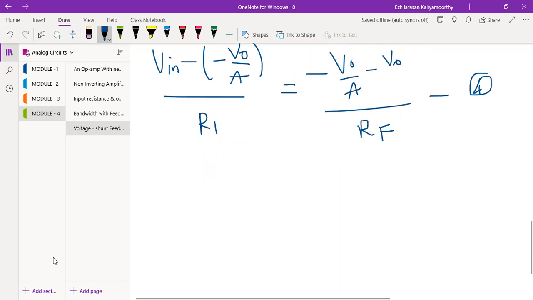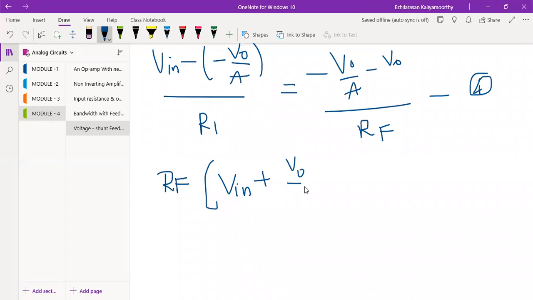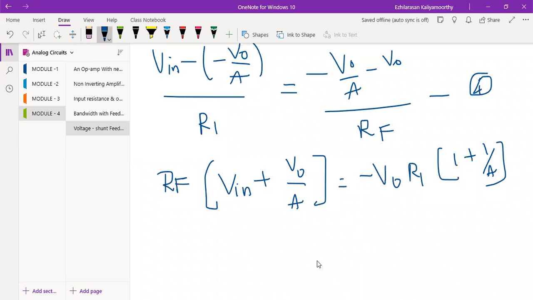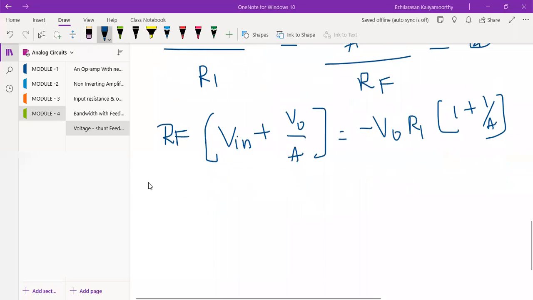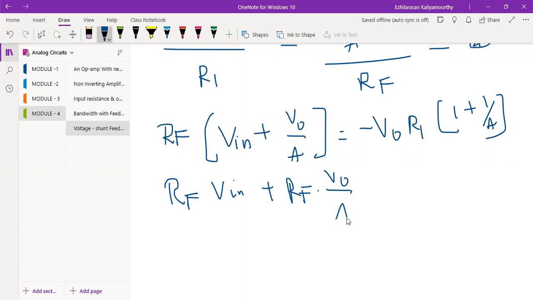Now simplify this. When we simplify, we may get RF into Vin plus V0 by A is equal to minus V naught R1 into 1 plus 1 by A. Again we have to simplify: RF Vin plus RF V naught by A is equal to minus V naught R1 minus V naught R1 by A.